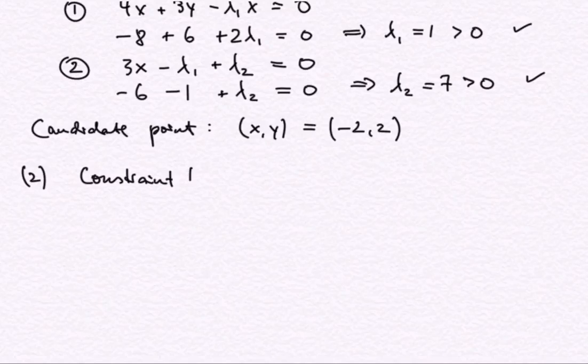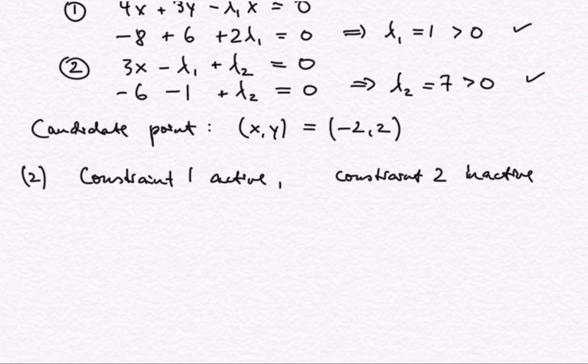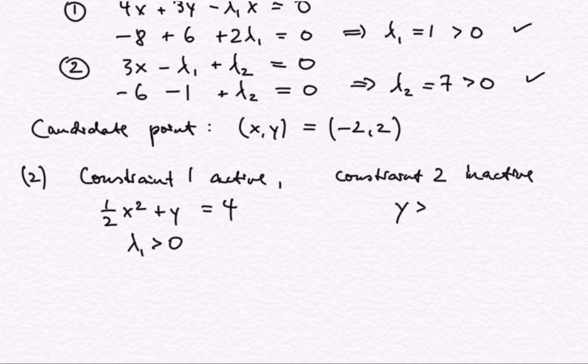Constraint 1 is active. Constraint 2 is inactive. Activity of the first constraint means 1/2 x squared plus y is equal to 4, and the corresponding Lagrange multiplier is strictly positive. Inactivity of constraint 2 means y is strictly larger than 2, and the corresponding Lagrange multiplier is therefore equal to 0.